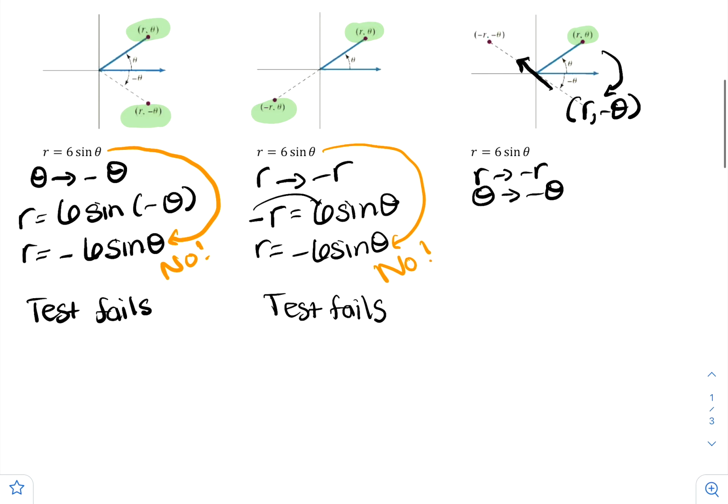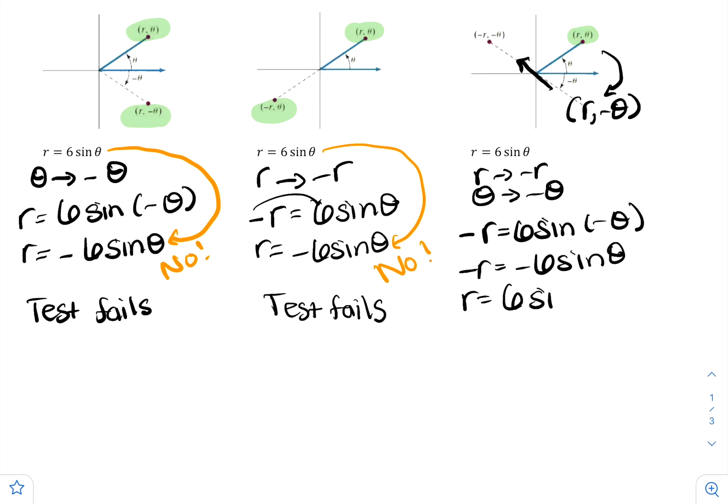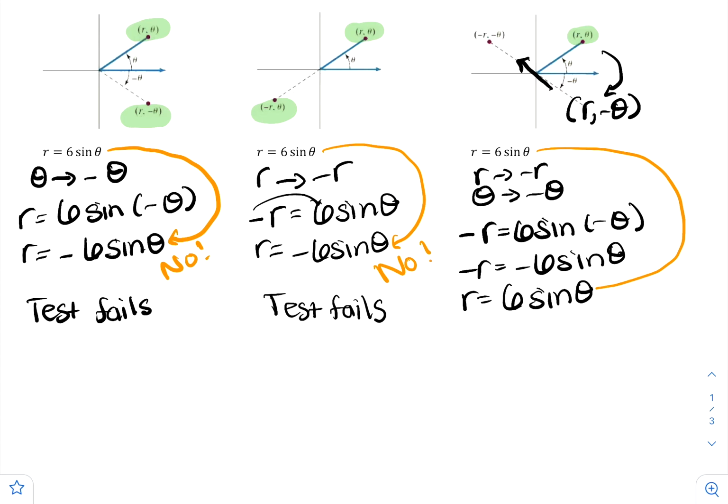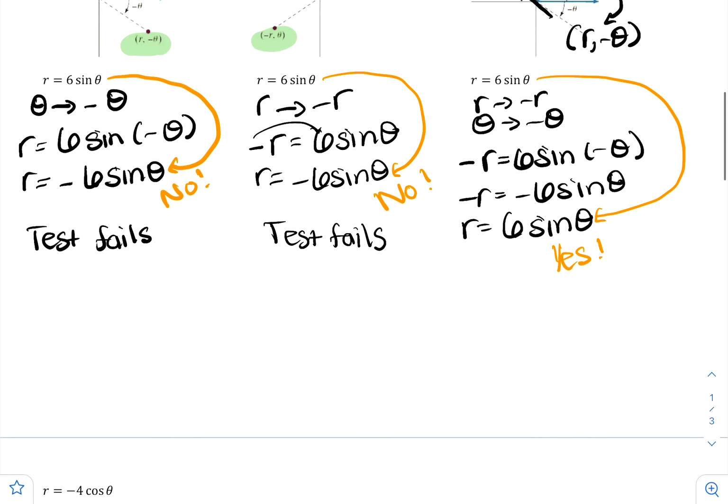So let's try it. So I have negative r is equal to 6 sine of negative theta. This is negative r is equal to negative 6 sine theta. I'll bring the r to the other side, and I get r is equal to 6 sine theta. And then you ask, is this the original equation? And the answer is yes. So the test passes, and it has y-axis symmetry.